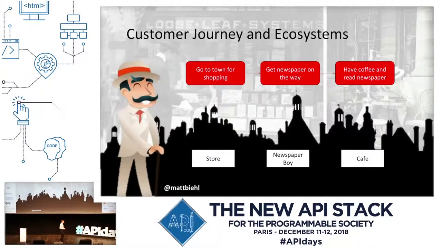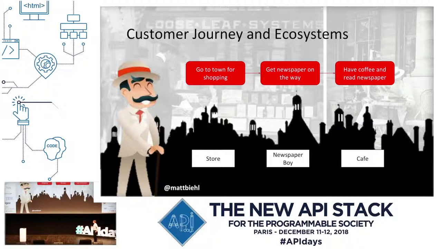So this is our town, and in this town, Bill operates, and there's a customer. And this customer goes to town for shopping, right? He goes to the department store, buys the things that he needs to have. Second step, along the way, he sees this newspaper boy, buys the newspaper, and then, because there's an interesting headline in there, he wants to sit down and read this newspaper right away, and nothing's more thrilling than reading the newspaper in a cafe and also enjoying some coffee at the same time.